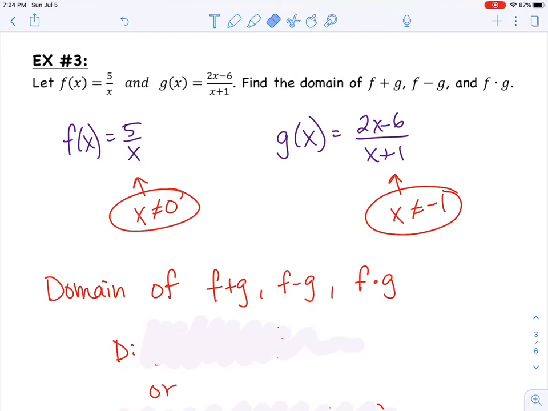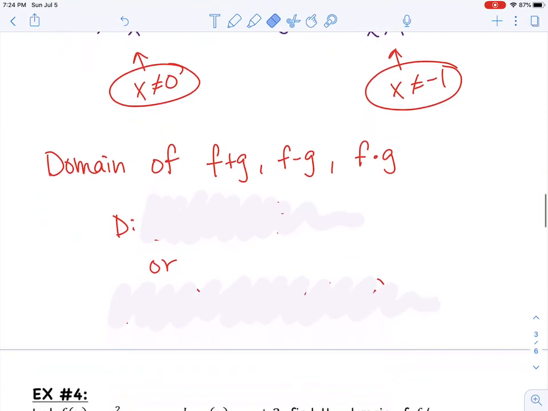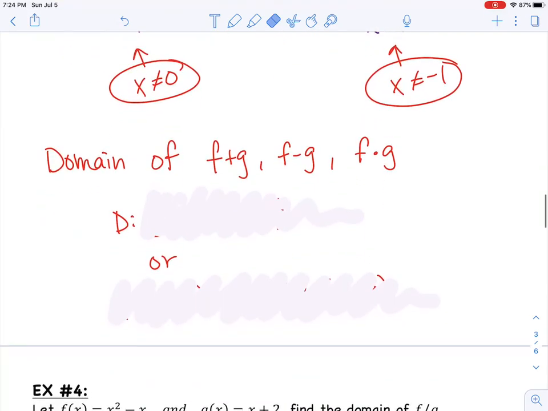So if my domain for f has a restriction of 0, and my domain for g has a restriction of -1, well then adding, subtracting, or multiplying those has those same combined restrictions of 0 and -1 together. So that means my domain of adding them, f plus g, subtracting them, f minus g, or multiplying them would be the combination of the two domain restrictions. So x can be anything except for -1 or 0.